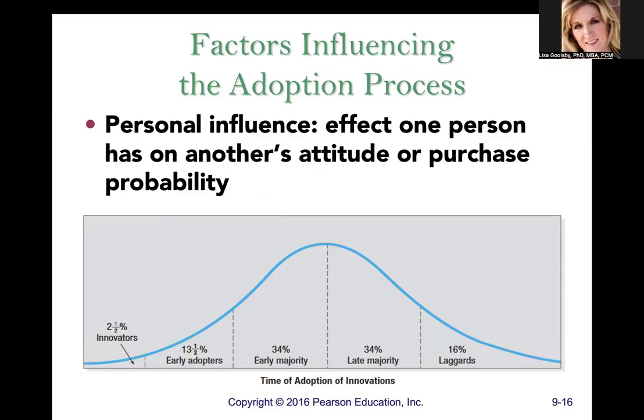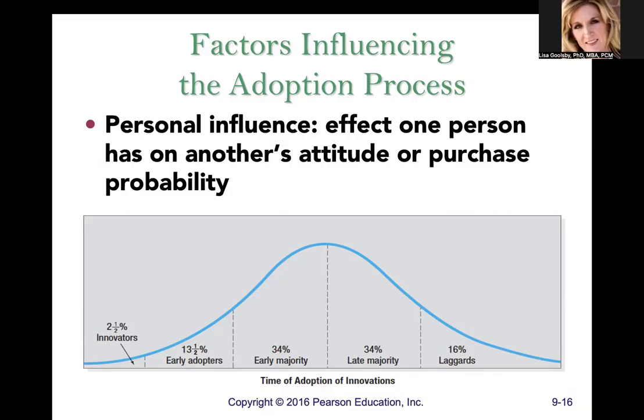But factors that are going to influence that adoption process, every customer is different. Every customer has a different breadth of experiences that they bring with them, and that creates that influence. So things that affect one person may be different for another person. So when we look at consumers, we have them lumped into five different types.